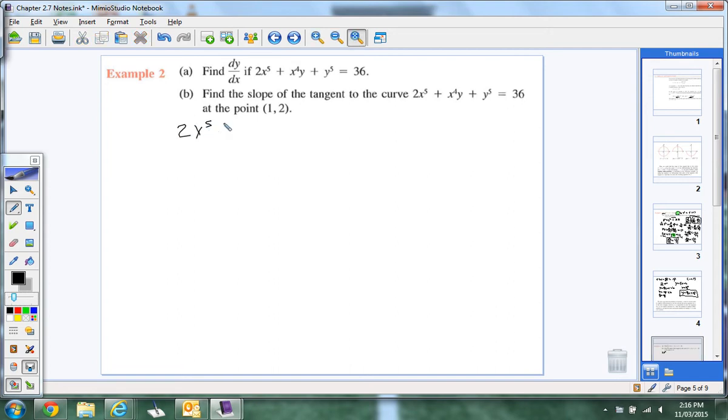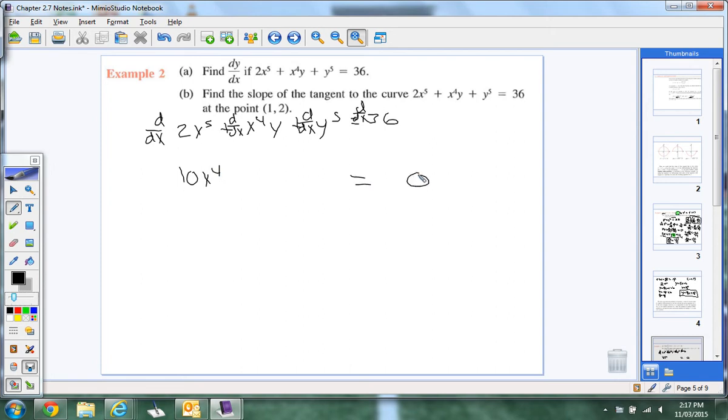2x to the 5th plus x to the 4th y plus y to the 5th equals 36. Let's see if you pick up what we have to do that's new on this one. I'm taking the derivative of everything with respect to x. Let's do the easy stuff first, the terms with just x's or just numbers. What's this one? 10x to the 4th. That one's done. We'll skip this one because it has a y, and this one because it has a y. And the right side, the equals, is now going to be 0.